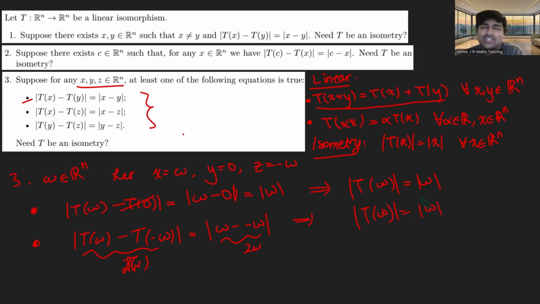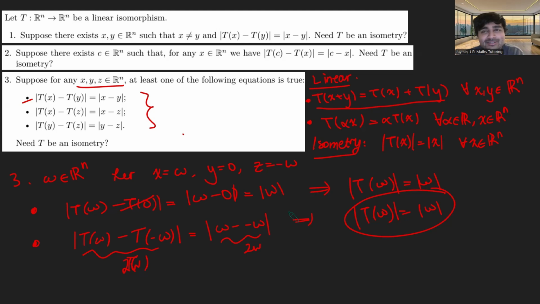And if you use the third equation, you get something extremely similar as well. So regardless of which equation is true here, you're always going to end up with the magnitude of T of w equals the magnitude of w. And since w again was an arbitrary point here, it's true for all values w, and so therefore T is an isometry. It's kind of cool.